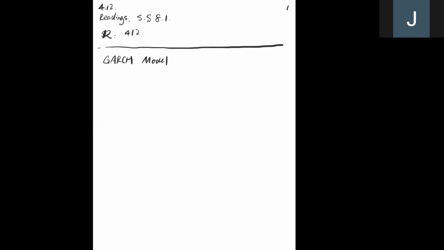This is actually a very, very important model in time series analysis. So let's start with the ARMA model and talk about some limitations of the ARMA model. The ARMA model basically models the conditional mean, but the variance is not constant.